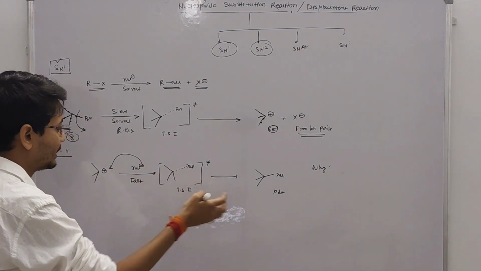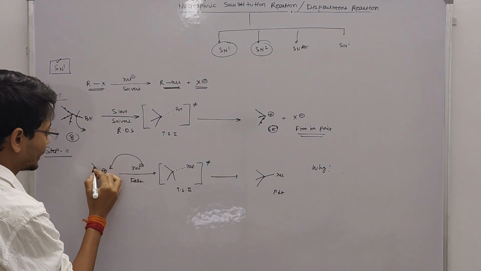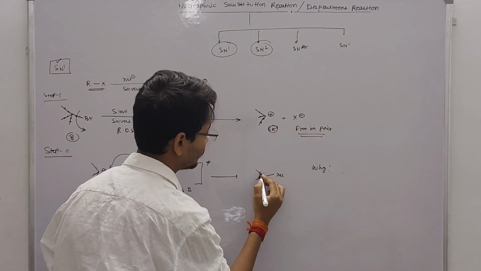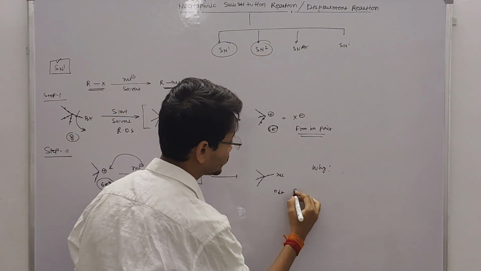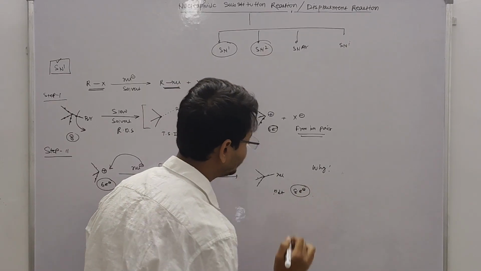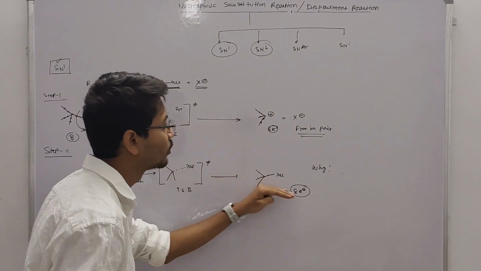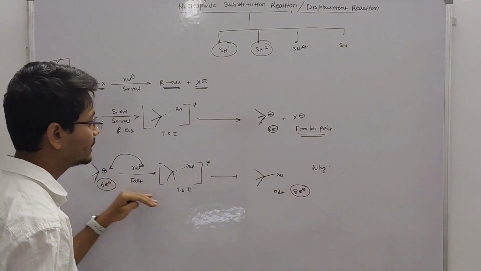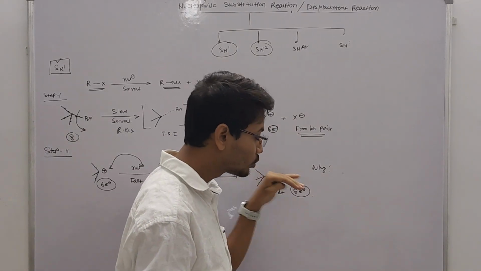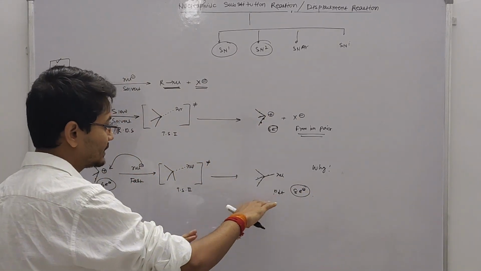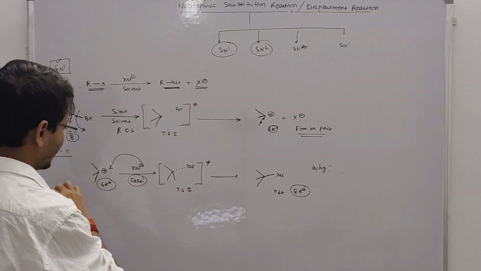But from here to here, here 6 electrons, and from here to here, 1, 2, 3, 4, 5, 6, 7, 8 bonded electrons. So 8 electrons, there is a complete octet. So from instability it is going towards stability. That's why we can say that this is a fast step.